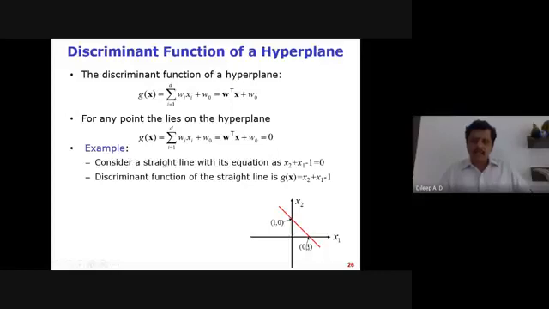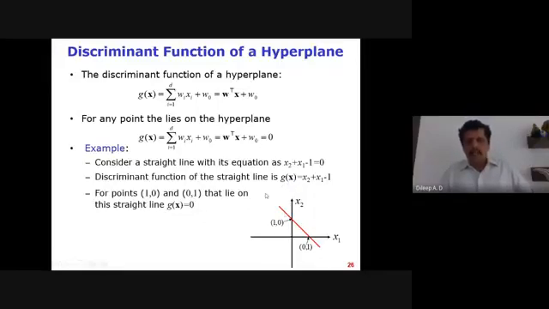Okay, so now if I substitute this (1, 0) or (0, 1) into this discriminant function equation, what are you going to get as g(x)? That g(x) value will be equal to 0. That means any data points lying on this line have a discriminant value equal to 0. That's very important. Hope you are following this.